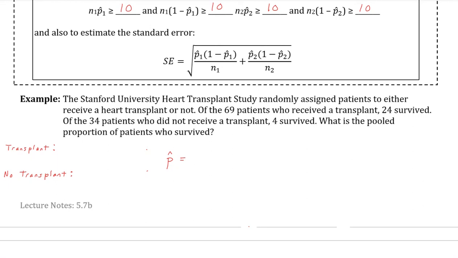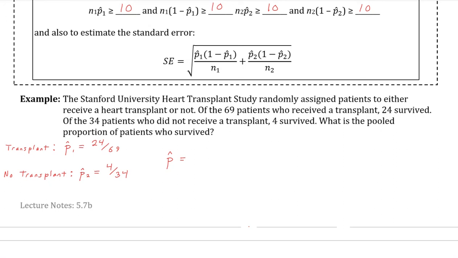For my transplant, then, it says here that of the 69, 24 survived. So that's my proportion that I'm going to label as p hat sub 1, 24 out of 69. And for no transplant, it should be 4 out of 34. Note that if we're creating a pool proportion, that's implying that we're likely working with a null hypothesis that the proportions are equal to each other. That the proportion of those that get a transplant and those that don't get a transplant are relatively the same for those that survive.